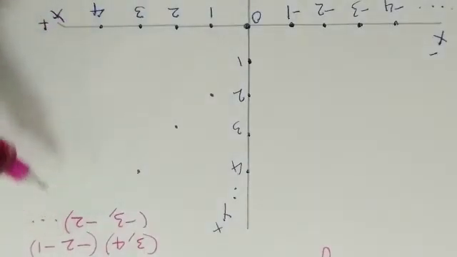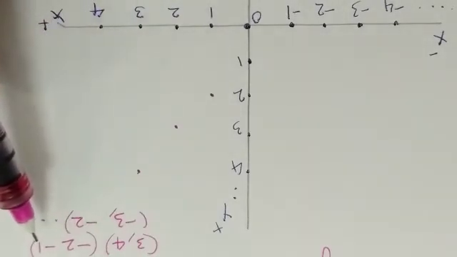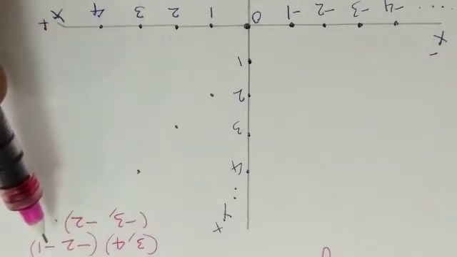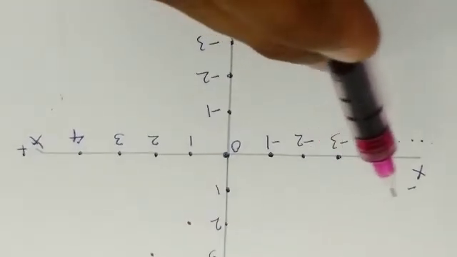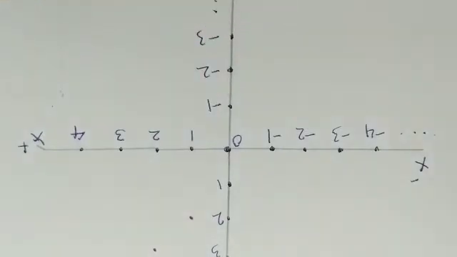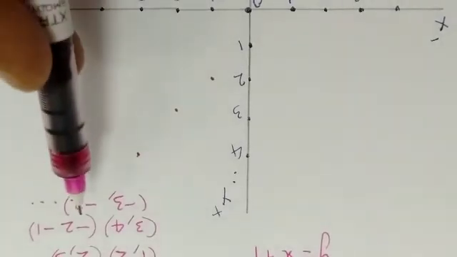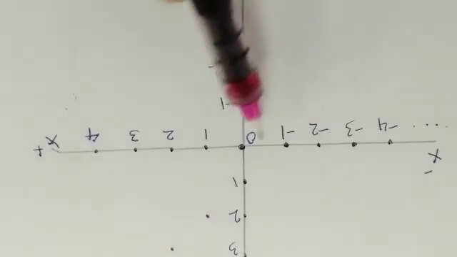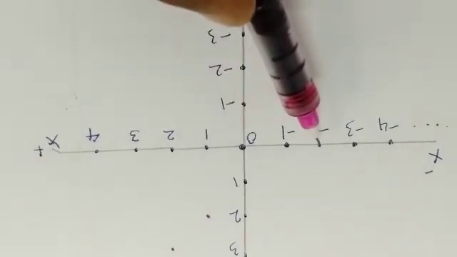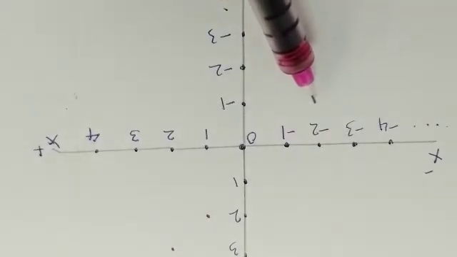Now -2, -1. Which quadrant does -2, -1 come in? x negative, y negative. This is the third quadrant. The x value is negative, the y value is also negative. So -2, -1 comes in the third quadrant. This is -2. Then -1, move towards down. So -1.